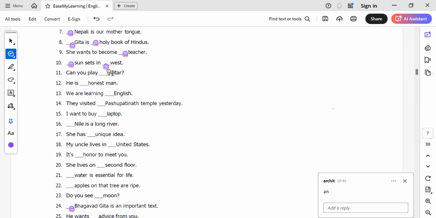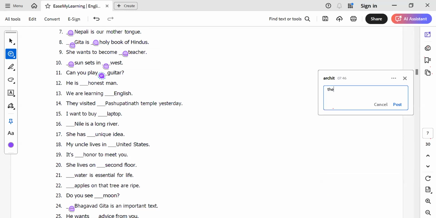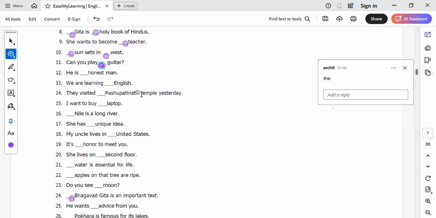Now let's go to question 11. Can you play dash guitar? Please answer this. Question 11. So everybody is answering the, which is correct, as we've already talked about: musical instrument, the. Okay. So who was the first correct answer? One second, I missed that. I got a message. Okay, let me check. Nabin, I guess. Before that, Subham. Sorry, I'm really sorry. Subham is the correct one. Subham has given the correct answer with the correct question number.